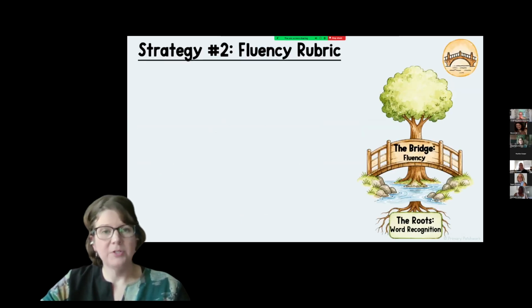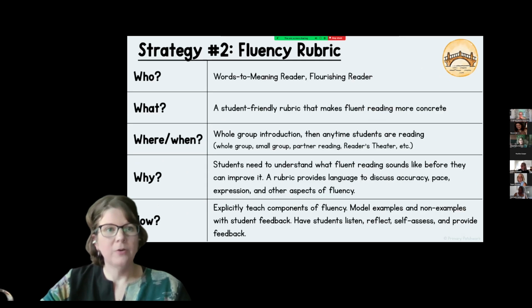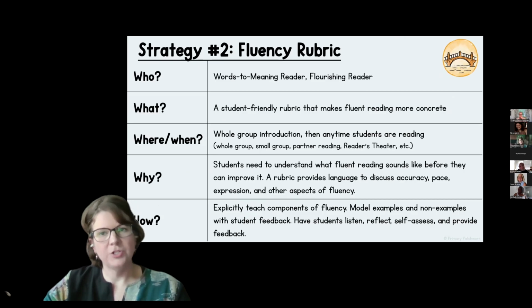So we're going to move up to the bridge, fluency. We are going to talk about a fluency rubric, which can be used with all readers, but it's especially useful once students are reading accurately. A fluency rubric uses student-friendly language to make the skills of fluent reading more concrete. And I would introduce this to my whole class so that all students can have that shared language that they can use anytime they're reading. The rubric is very powerful because students need to understand what fluent reading sounds like before they can improve it. And it provides the language they can use when discussing fluency.